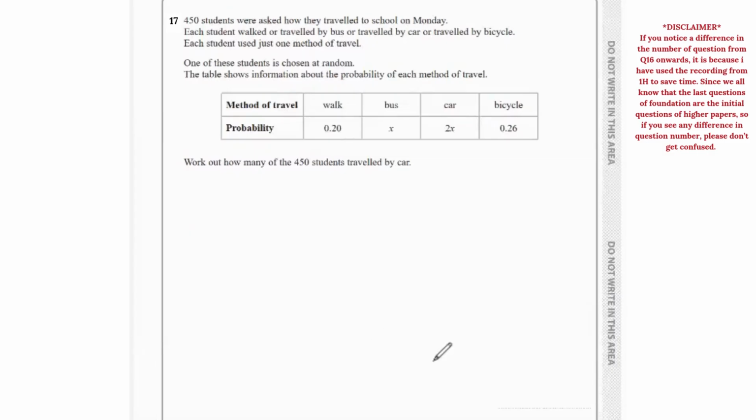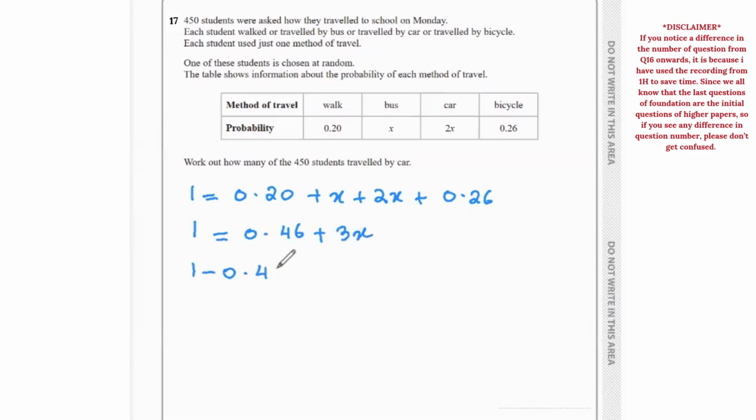So remember, the total probability of an event happening, like in this case the student going to school, is equal to 1. So in this case, the student can either walk, take the bus, car, or bicycle. Hence, 1 equals 0.20 plus x plus 2x plus 0.26. So that's going to be 1 equals 0.46 plus 3x. Take the 0.46 to the other side. So 1 minus 0.46 equals 3x. That's going to be 0.54.